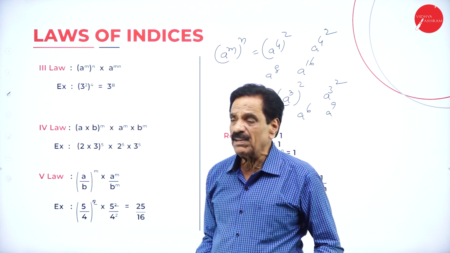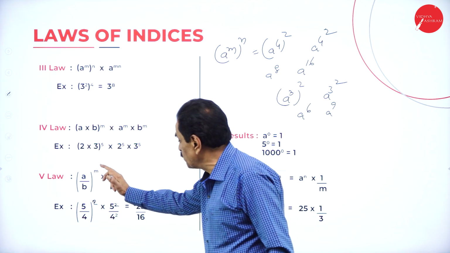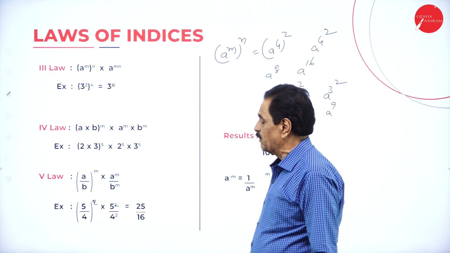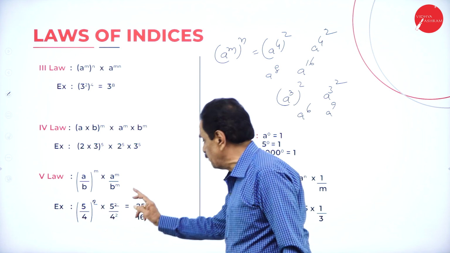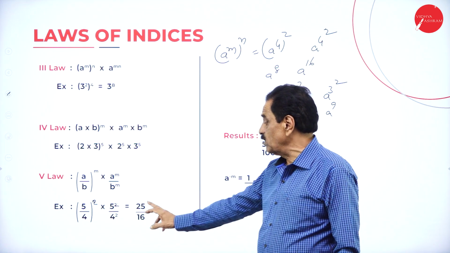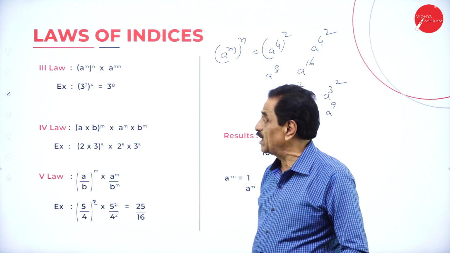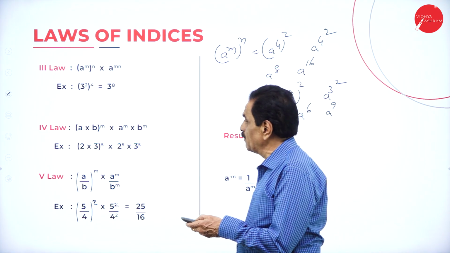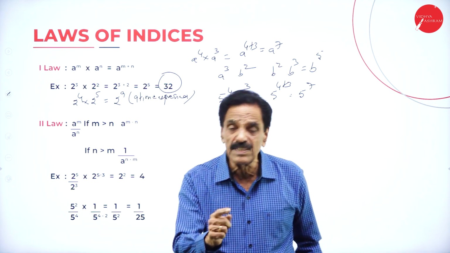So you must be very, very careful here. (A divided by b) to the power of m is a to the power of m divided by b to the power of m. (5 divided by 4) to the power of 2 is 5 to the power of 2 divided by 4 to the power of 2. 5 to the power of 2 is equal to 25. 4 to the power of 2 is equal to 16. So all the laws you must have in a proper format.